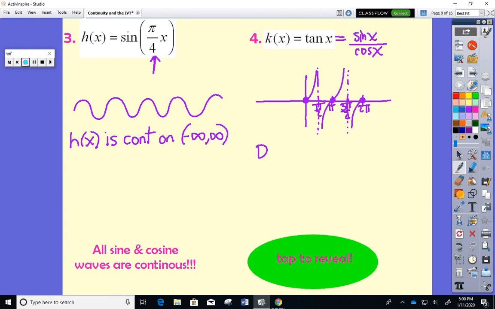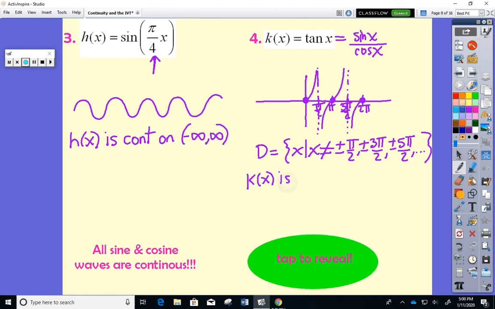So the domain would be all x such that x does not equal plus or minus pi over 2, plus or minus 3 pi over 2, 5 pi over 2, and so on. I'm saying this more formally now, right? So that means k of x is discontinuous at x equals all of those odd multiples of pi over 2.